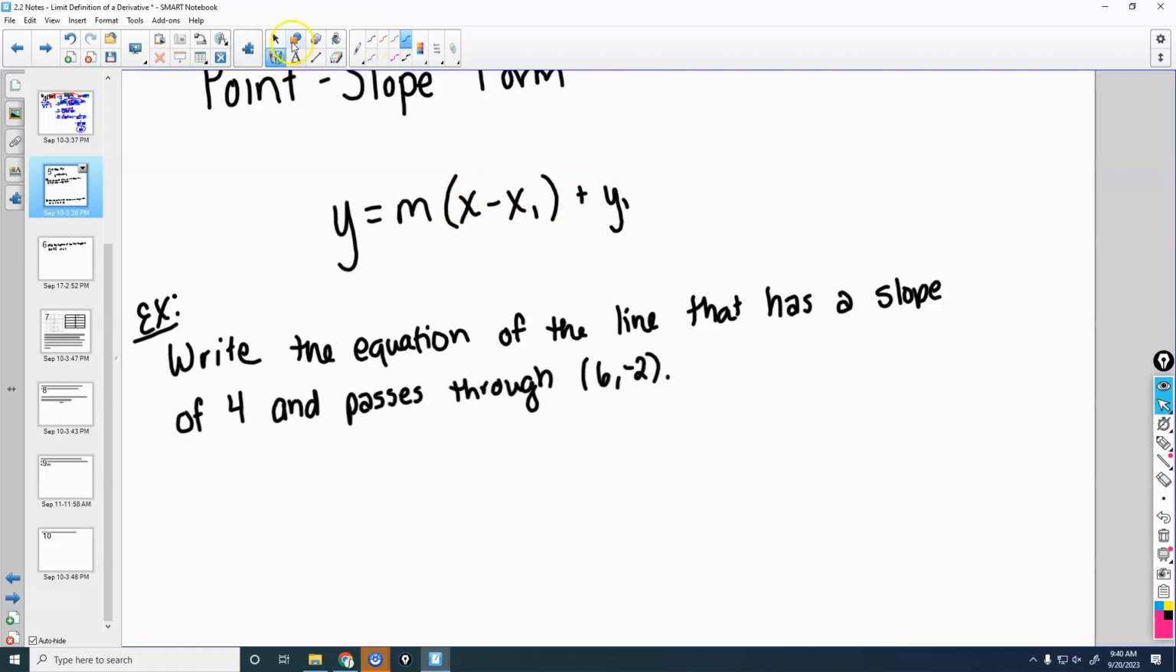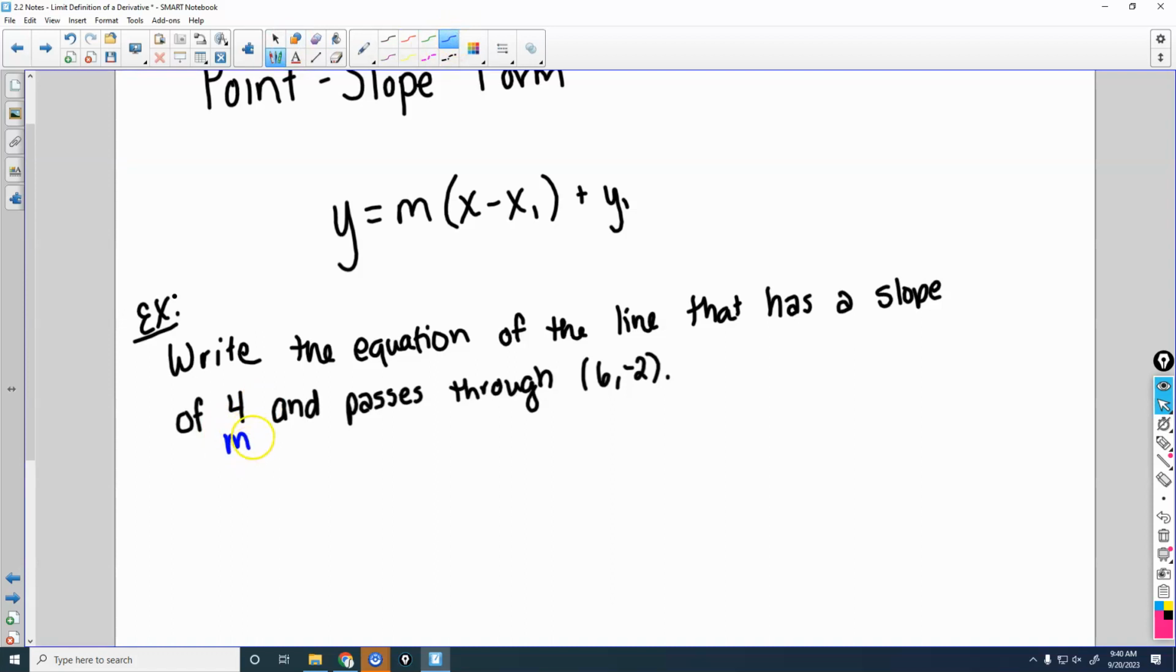So for this problem, your slope would be 4. Your x1 would be 6. Your y1 would be negative 2. So if you want to write the equation of the line here, you would do y equals 4 times x minus 6 minus 2. Okay? You could simplify it if you want, but unless they ask you for a y-intercept or something, don't. Just leave it like that. All right? So that's just a review of point slope form.